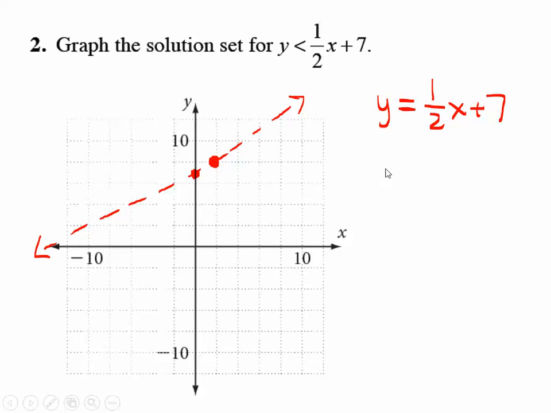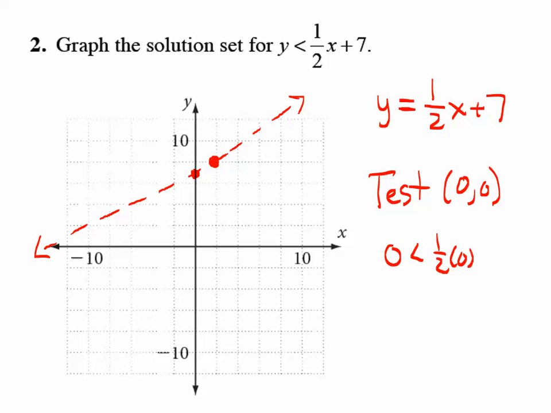Okay, so now the question is, I actually don't want the stuff on the line. My final answer is stuff that's not on this line. So I only want the stuff in the shade, but which way does the shade go? We've got to pick a test point. Which one should we use? I like 0 there. Cool. Okay. Test it and tell me true or false, and then shade in the correct area.